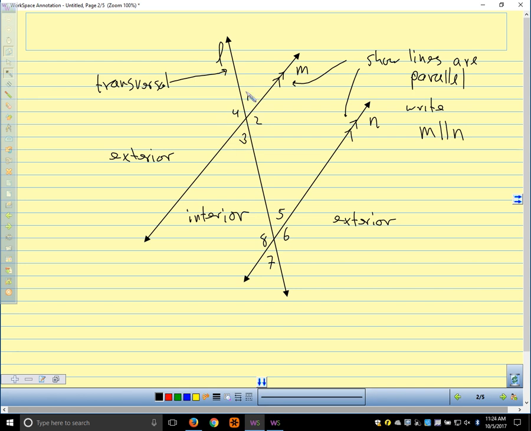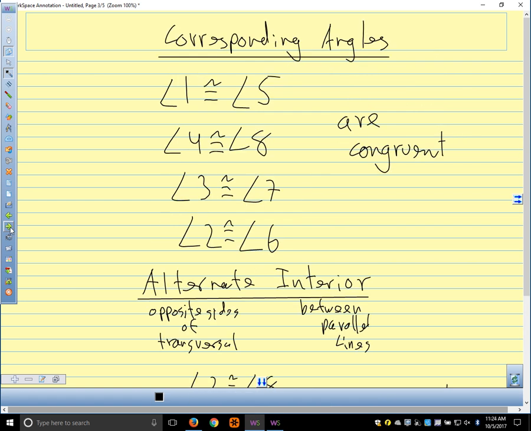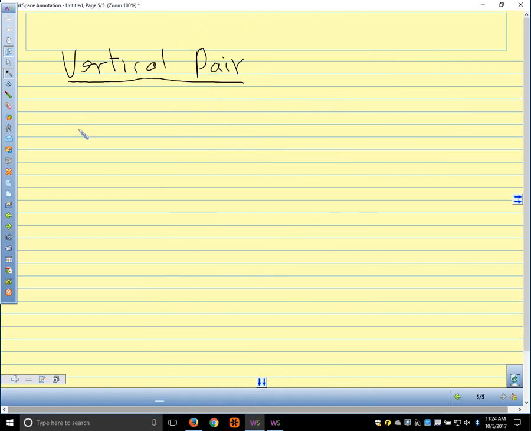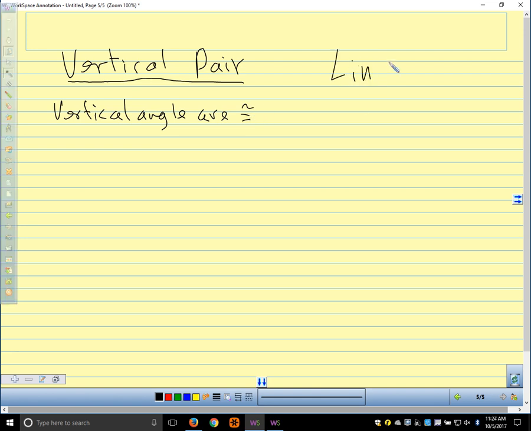1 and 3 is a vertical pair. 5 and 7 is a vertical pair. What's true about those? Yeah, they're congruent. Vertical pairs are congruent. So in your blank, vertical angles are congruent. And then finally, when lines intersect, we also have linear pairs.